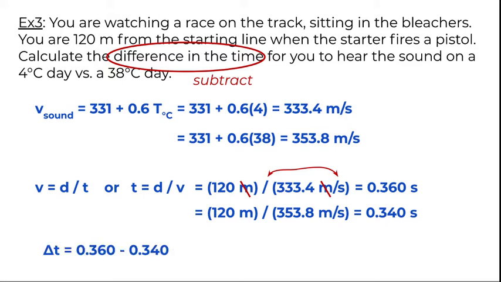So the difference can be found by subtracting those two numbers, and we see that it's really very small, 0.02 seconds. So you certainly aren't going to notice the difference, but in other situations, that difference between the speed of sound by temperature really does cause a change into how things are heard.